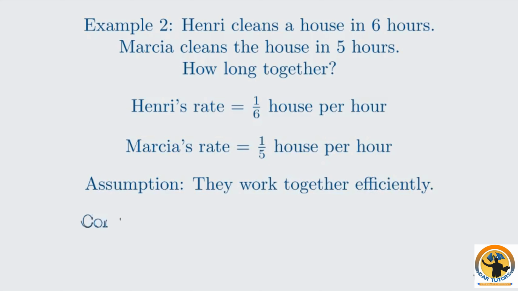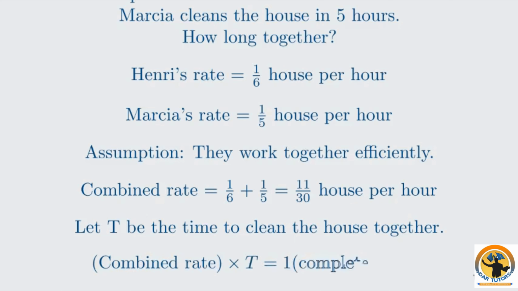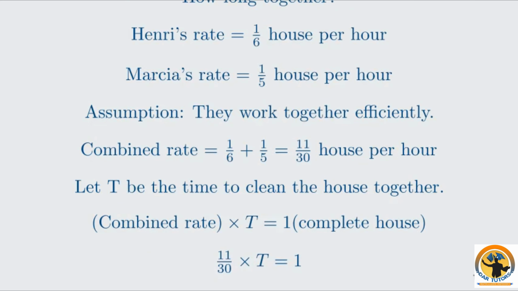Now for the key assumption, we assume they can work together without getting in each other's way. This means their work rates can be added. So together, they clean 11 out of 30 parts of the house each hour. Let T be the total time. The fraction of the house cleaned in T hours is T times their combined rate. To complete the job, this fraction must equal 1.